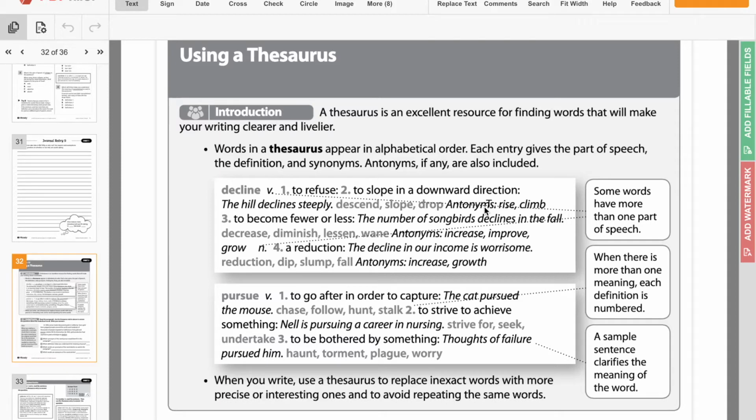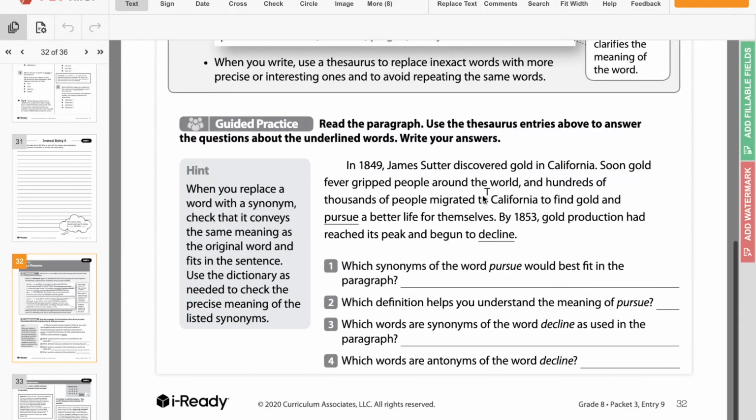So if you find that when you're writing a paper you're using the same word over and over again, then using a thesaurus to look up those synonyms would be a great tool for replacing those words with a different word. So let's take a look at the guided practice here. The guided practice says, read the paragraph, use the thesaurus entries above to answer the questions about the underlined words, and then write your answers.